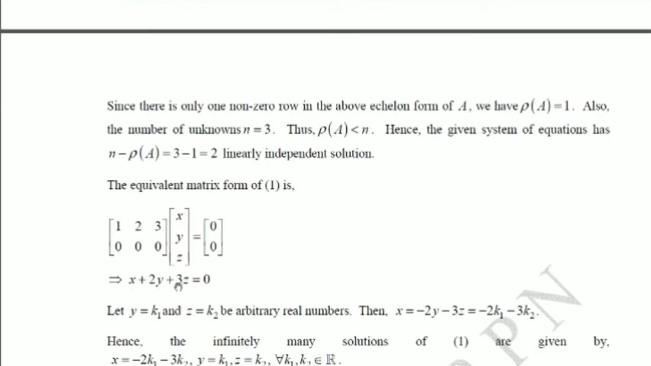So that's why let us take y as some real number k1, and z as some real number k2. If you substitute these two, then your x becomes, if you send these two to this side, minus 2y minus 3z, that gives you minus 2k1 minus 3k2.